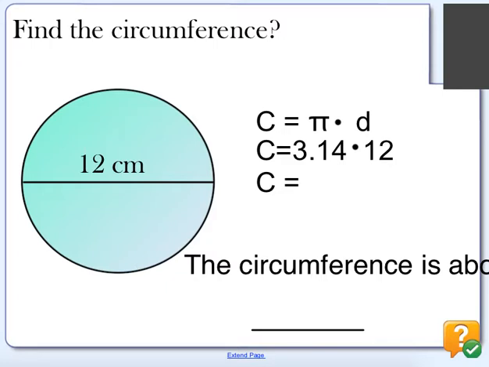Let's try it again. With a diameter of 12, we say 3.14 times 12, and we get 37.68 once we multiply it out, and we are in centimeters. This is the approximate, whereas the exact would be 12 times pi.